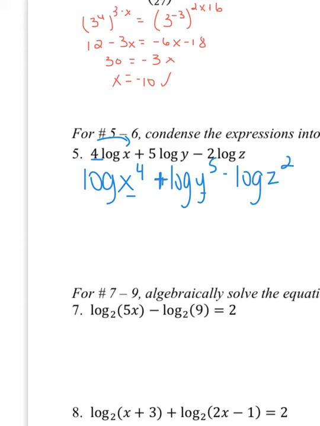And then you're going to divide by z squared. So your final answer to 5 is log x to the 4th, y to the 5th, divided by z to the 2nd.